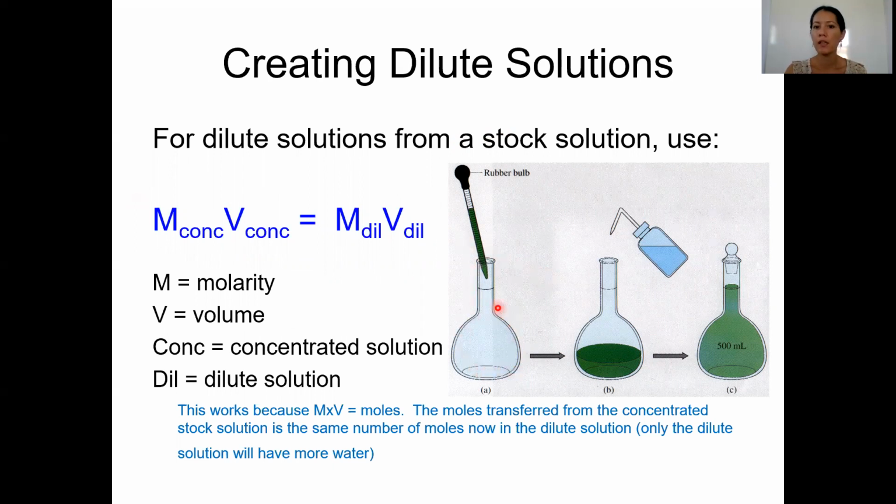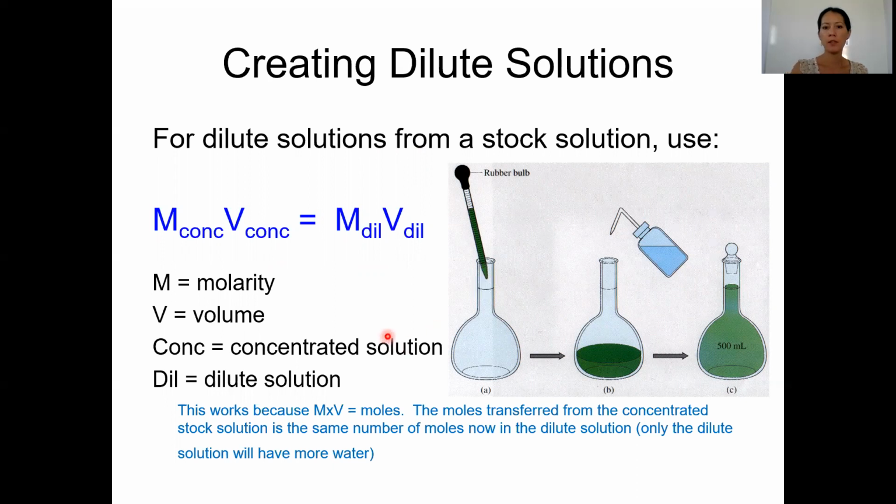We want to make a solution in this volumetric flask. I have some stock solution of a known concentration in molarity. So I'm going to take a pipette and add a certain volume. Then I'm going to dilute that with water. In this case, I'm diluting it so the total volume is 500 milliliters. The way you use this equation is a lot of times you're given the molarity of the concentrated and the molarity and volume of the dilute, what you want to make. So what you're making is the dilute one, the guys on the right, and you're solving for the volume of the concentrated that you're going to add in the pipette.